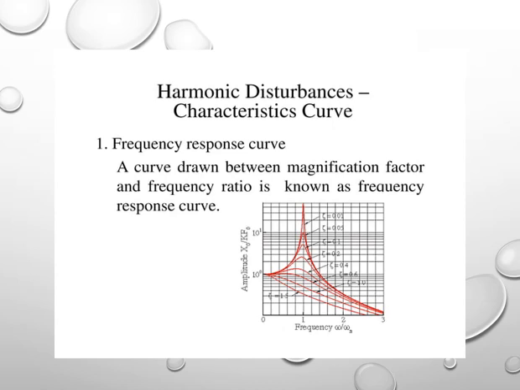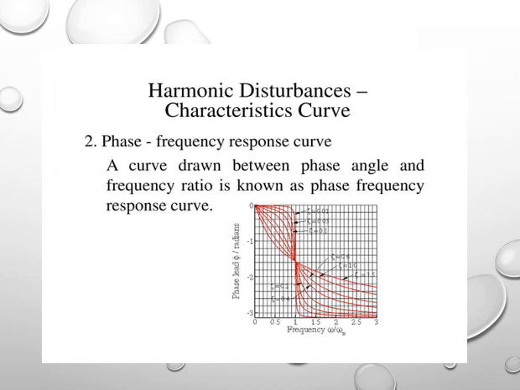In this figure, we can show the graphical method. The x-axis is the frequency ratio and the y-axis is amplitude. As the amplitude increases, the frequency also increases. As the amplitude decreases, the frequency also decreases, with the damping ratio.